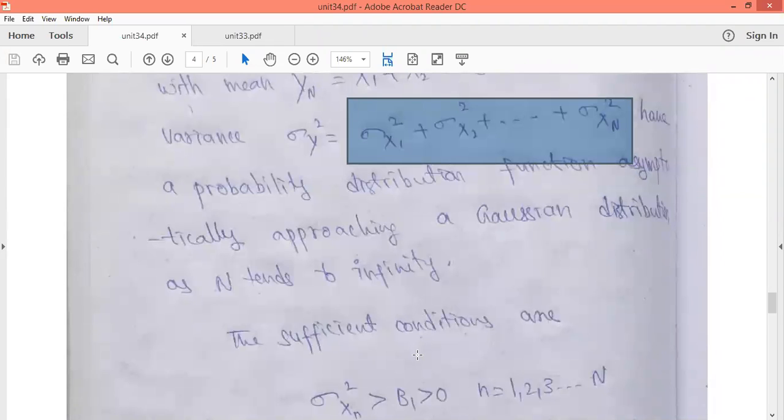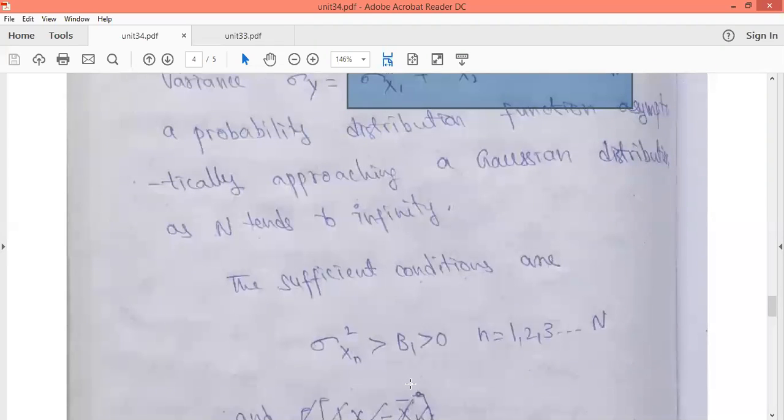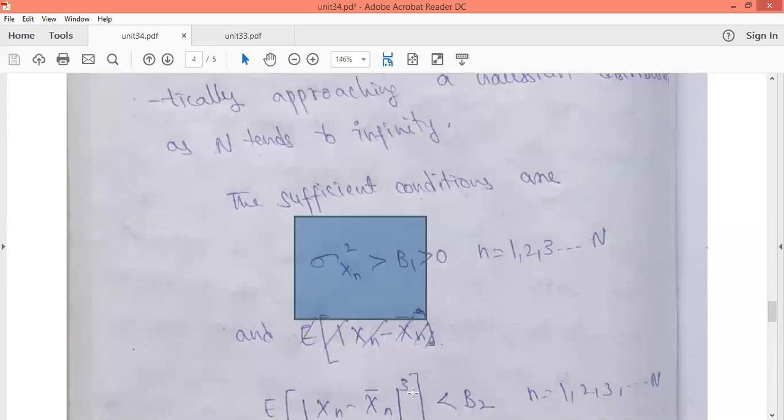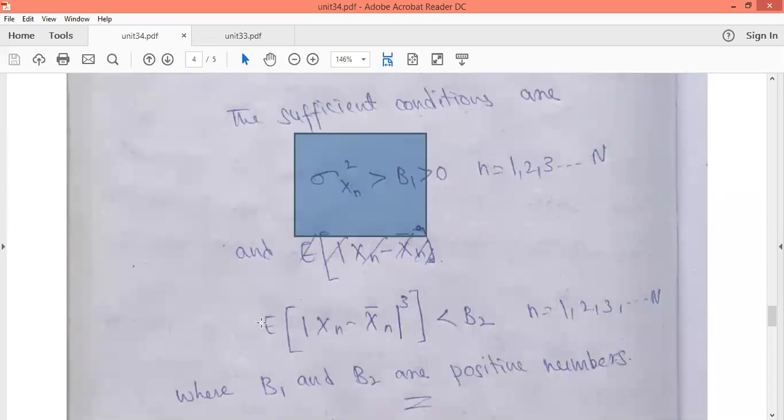And what is the necessary condition? The sufficient condition here is that the variance of each individual random variable should be positive, and also the expected value of the modulus of Xn minus Xn bar, cubed, should also be positive.